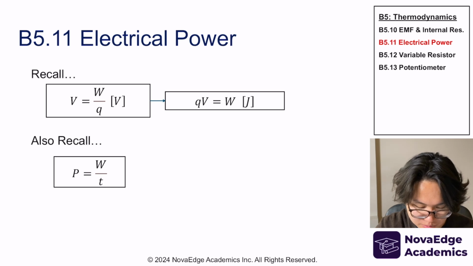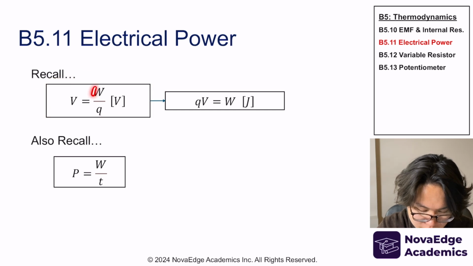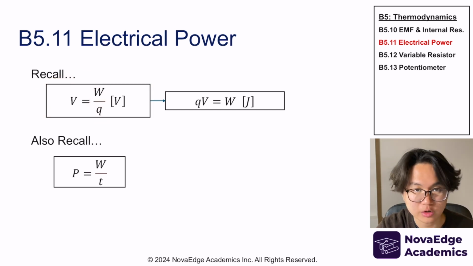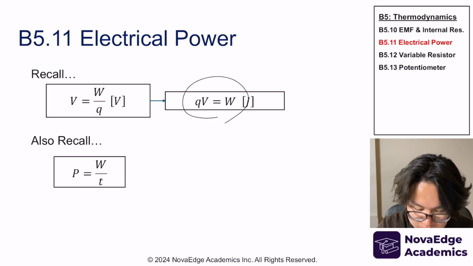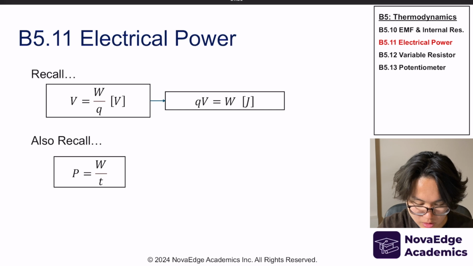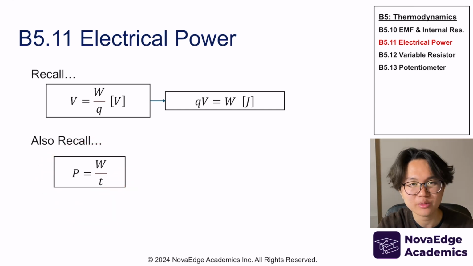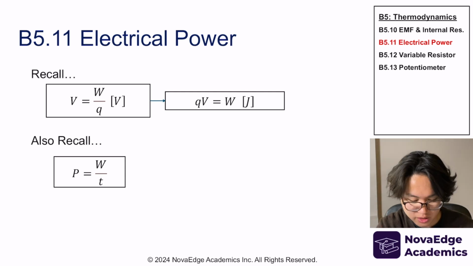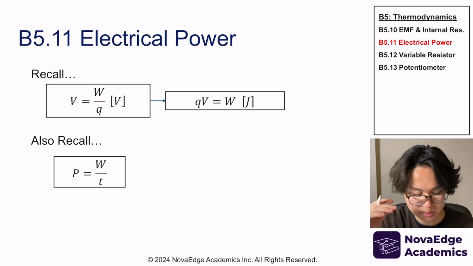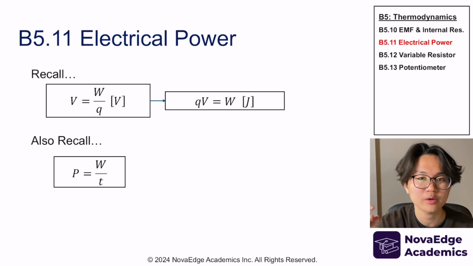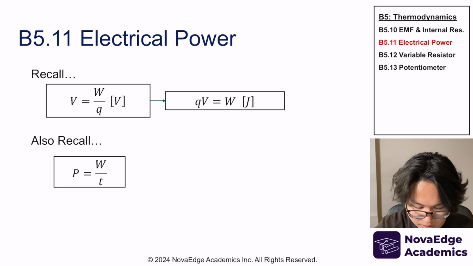First, let's recall the definition of voltage. If you remember, the definition of voltage was work done per charge, right? So it's joules per coulomb. Rearranging this, you get QV is equal to W. But also recall in general, in kinetics, we said the power is equal to work over time. This is something we've been consistent with throughout topic A and B. Whenever you say power, it doesn't matter if it's mechanical power or thermal, power is equal to work divided by time, okay?